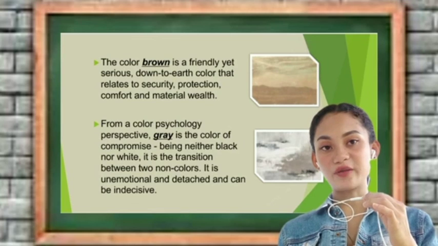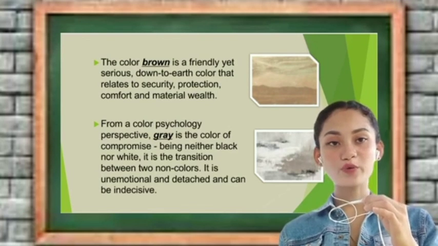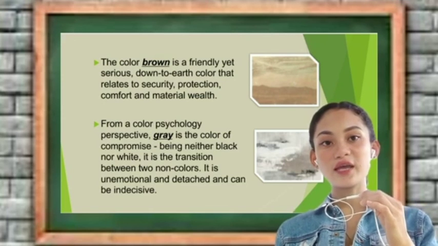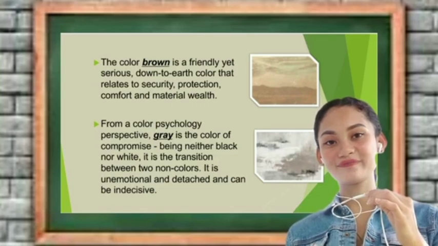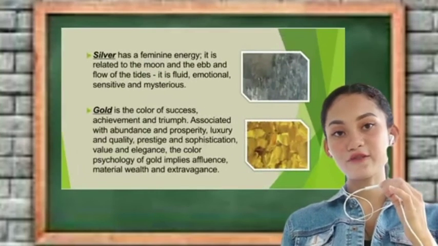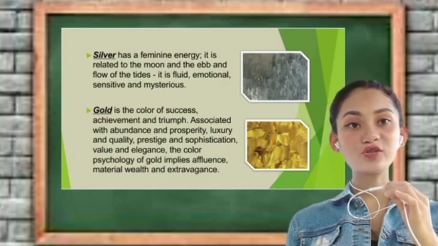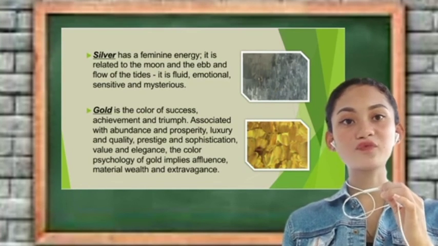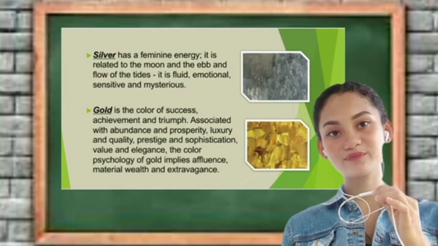Next color is gray. Gray is the color of compromise, being neither black nor white. It is the transition between two non-colors. It is unemotional and detached and can be indecisive. Next color is silver. Silver has a feminine energy. It is related to the moon and the ebb and the flow of the tides. It is fluid, emotional, sensitive, and mysterious.